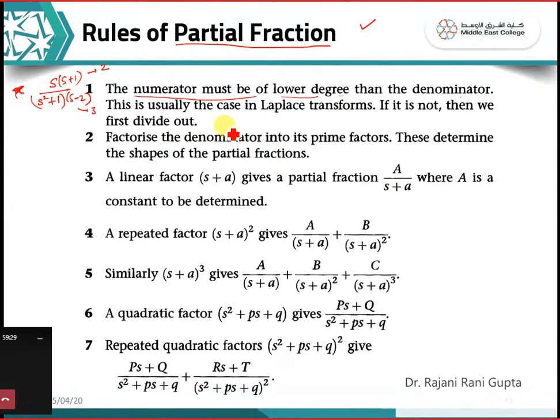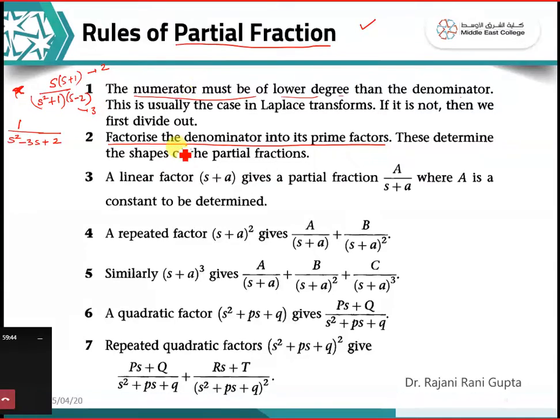Then second thing, factorize the denominator into its prime factors. Means if you have, say, 1 over s square minus 3s plus 2.